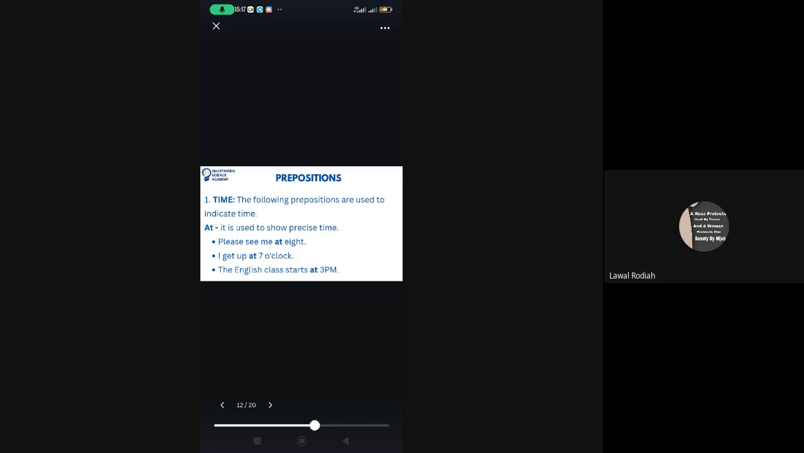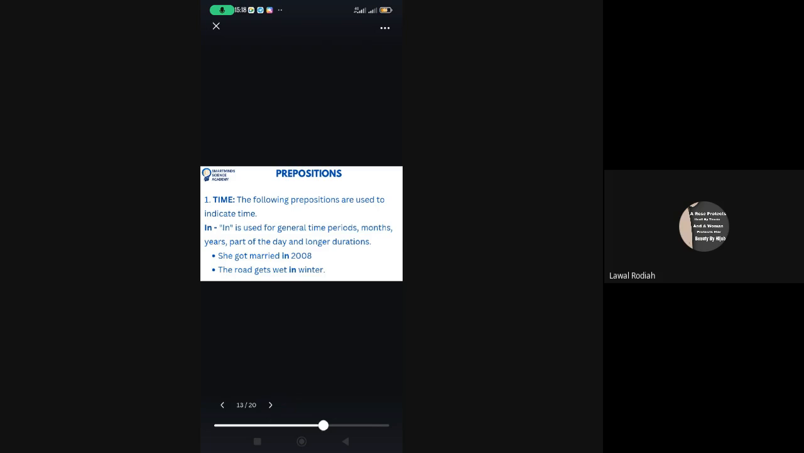Now let's look at the next one. The next one here is in. When do you use in as a preposition of time? You use in when you are talking about general time periods, month, years, part of the day, and longer duration. Also, when you are talking about centuries, in the 90s, in the 80s, like that.